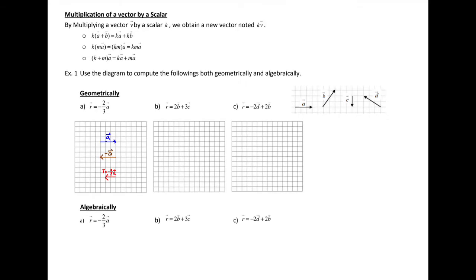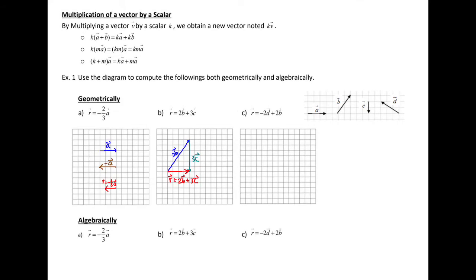Part B, we want to find the resultant vector r that is 2 times vector b plus 3 times vector c. So first, let's draw 2 times vector b. As you can see here, this one is 1b and there's another 1b, so in total it is 2b. Next, at the tip of the vector 2b, we're going to draw 3c, which means 3 times longer than 1c. So that's 1, another 1, another 1. So in total, 3c. Now we can find our resultant vector by connecting the tail of the vector 2b to the tip of the vector 3c.